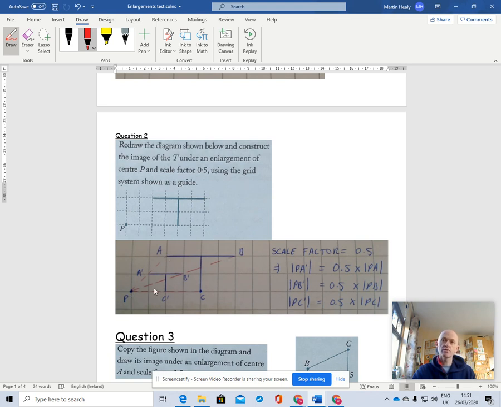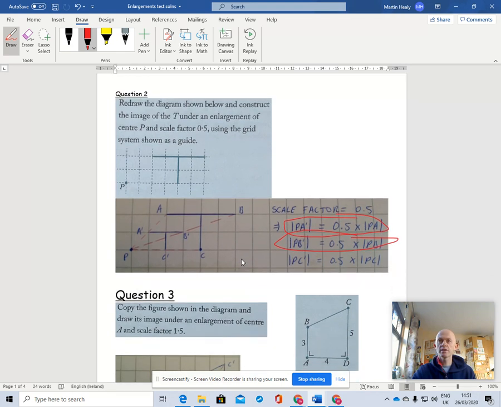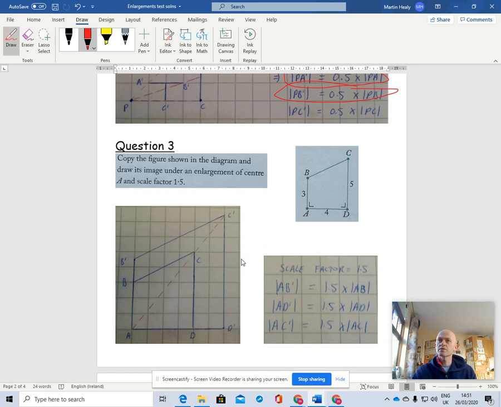So you draw in the 3 lines, and then you just make sure that PB dashed is half of PB, and so on for the 3 of them. Not too bad, I think. This one here, same kind of thing.